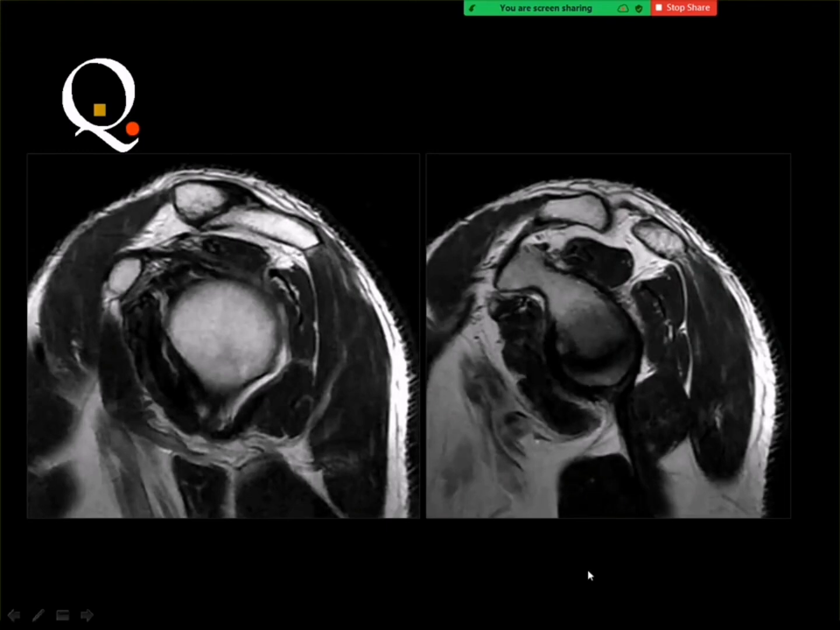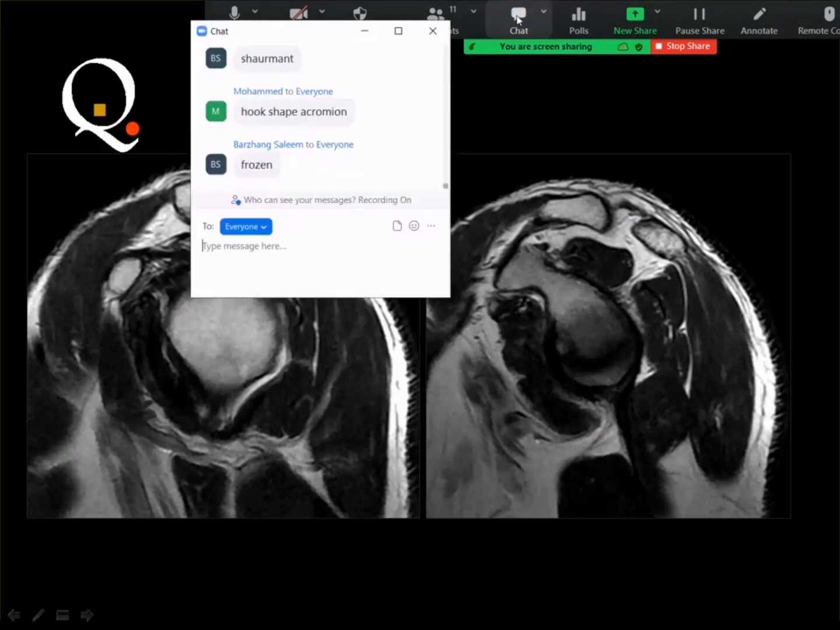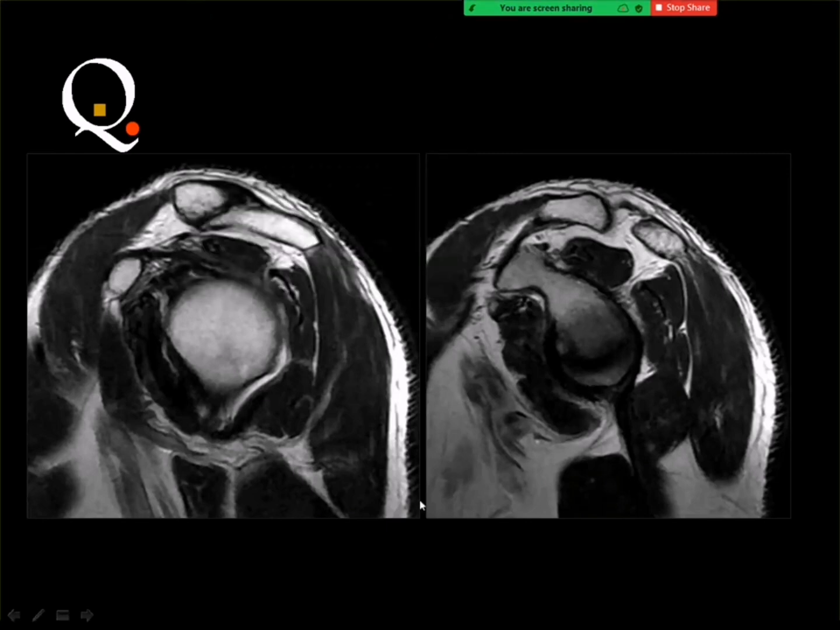Next case is an MRI of the shoulder, and this is sagittal T1, and this is also sagittal T1. Yes, a very good answer actually. And the frozen shoulder, and I wanted you to appreciate this sign.